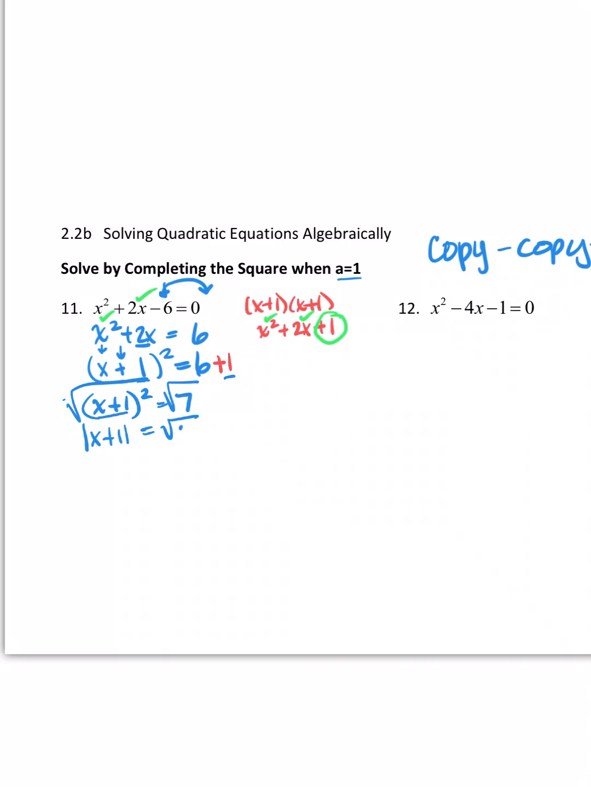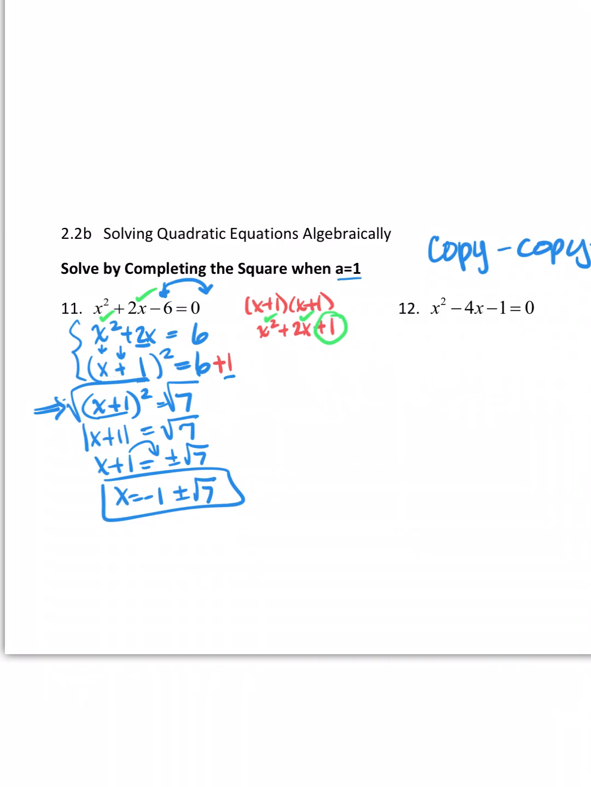Equals the square root of 7. Now to get rid of absolute value, I say x plus 1 equals plus or minus square root of 7. Then I move the 1 over. Then it becomes exactly what we did yesterday, right? So from here down, this is what we did yesterday. This right here is the completing the square portion. All right, so this goes faster as we go along, but I wanted you to see this relationship. Where did this 1 come from? It came from what we're really adding on the left side when we say x plus 1 squared.